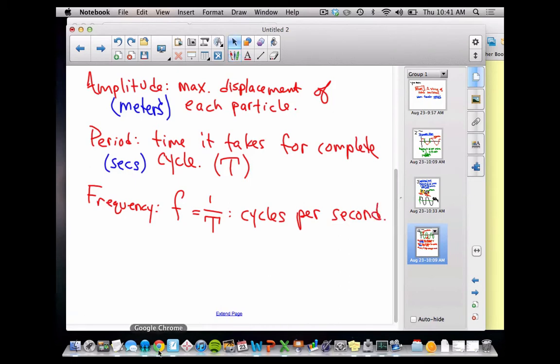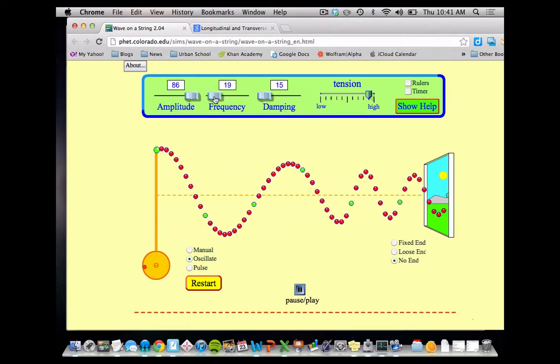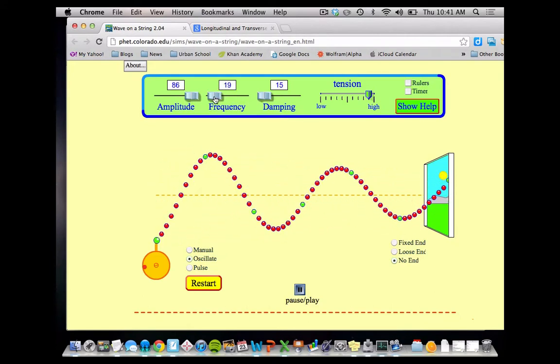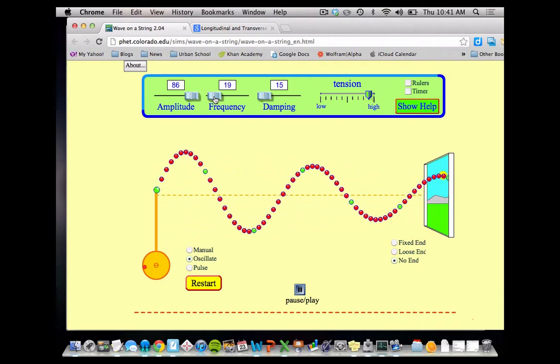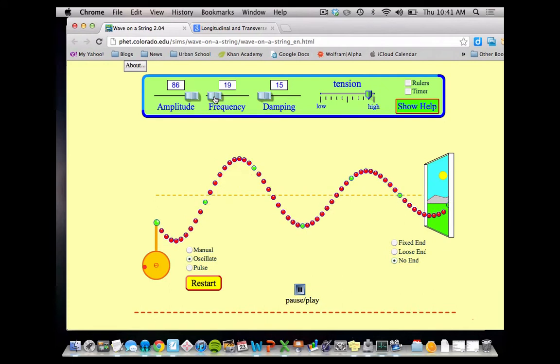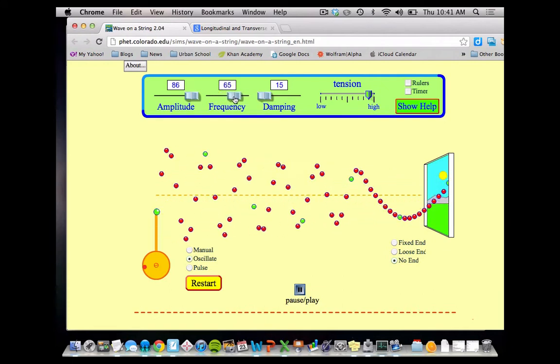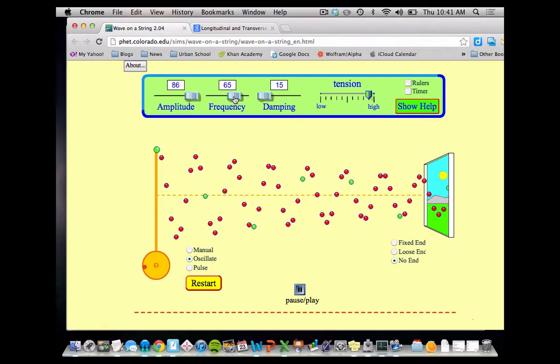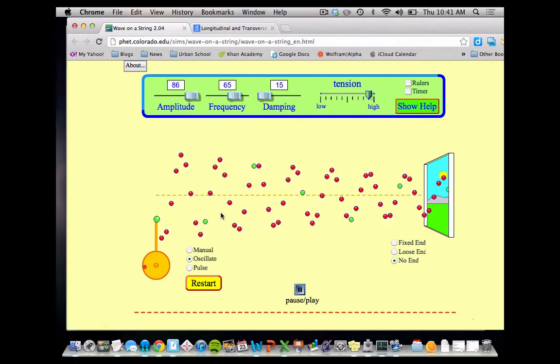Okay, so we can look at a low frequency wave, which looks like this. You might say it's moving slow, or there are fewer cycles per second. There are fewer waves going out the window per second, versus a high frequency wave, where there are many cycles per second. There are many more waves going out the window per second.